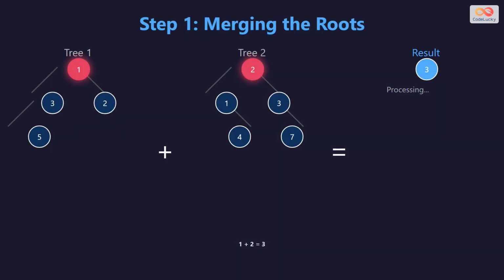Let's walk through an example. Here are two trees. We start at the root. Tree 1 has a value of 1 and tree 2 has a value of 2. Since both exist, we sum them up. 1 plus 2 gives us a new root value of 3.